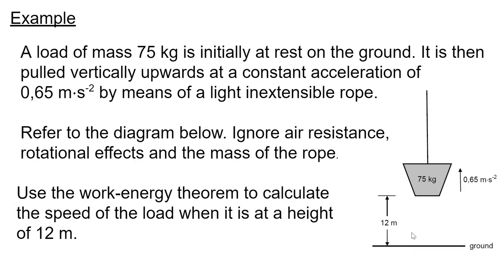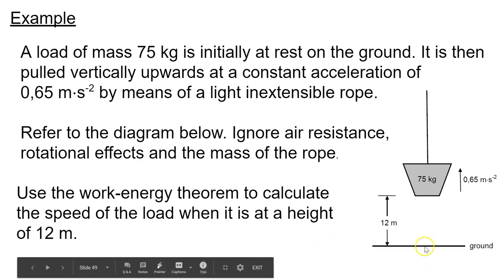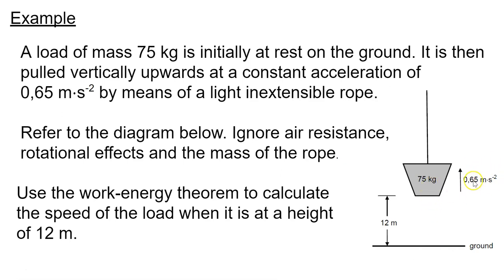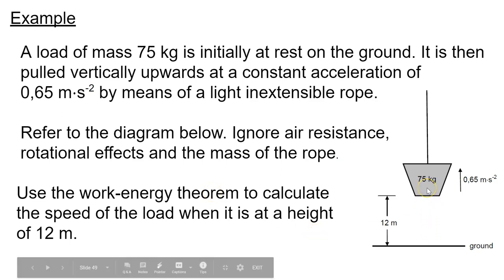Let's look at another example. A load of mass 75 kilograms is initially at rest on the ground. So this thing is standing there. It is then pulled vertically upwards by a constant acceleration of 0.65 meters per second squared. So this is how much it's going faster; it's not its final velocity. It is pulled by a light inextensible rope. Refer to this diagram. Ignore air resistance, rotational effects, and the mass of the rope. Use the work energy theorem to calculate the speed of the load when it's at a height of 12 meters.